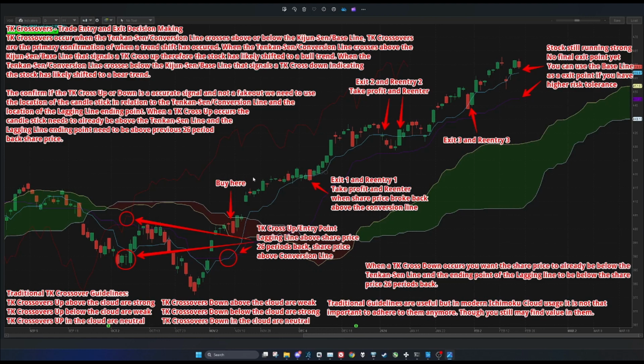If a TK crossover happened above the cloud to the downside, then it's going to be a weak signal, so it's likely to not play out. So generally, you wouldn't take those trades at all. But those are just traditional guidelines, and we don't really use the traditional guidelines anymore. So if you have a TK crossover to the upside below the cloud, and all these factors line up, with share price above the conversion line and lagging line endpoint above previous price action 26 periods back, then you can take this trade, and it will generally have a higher chance of actually playing out. So the traditional guidelines are good to know, but not required for current modern use cases with the Ichimoku Cloud Indicator.